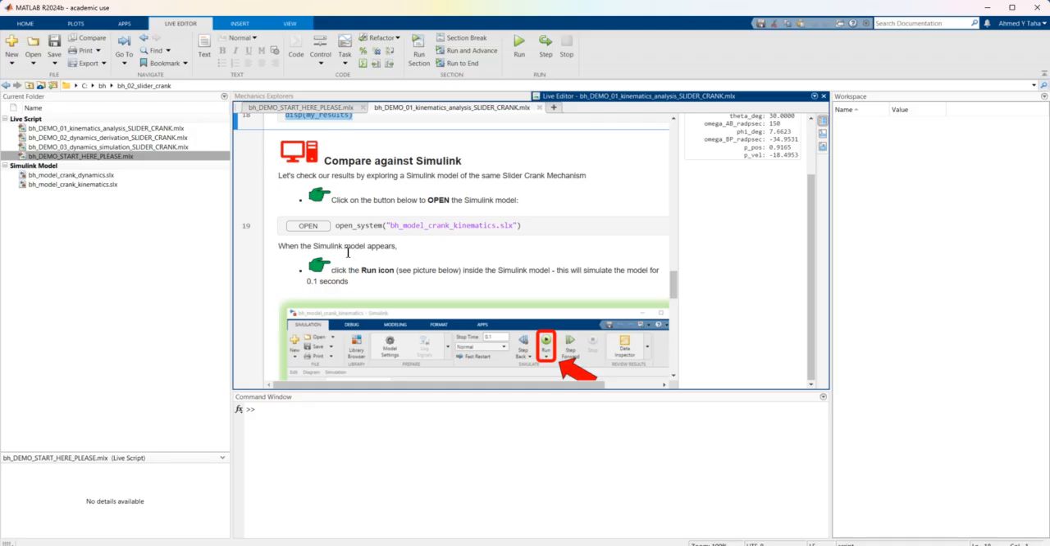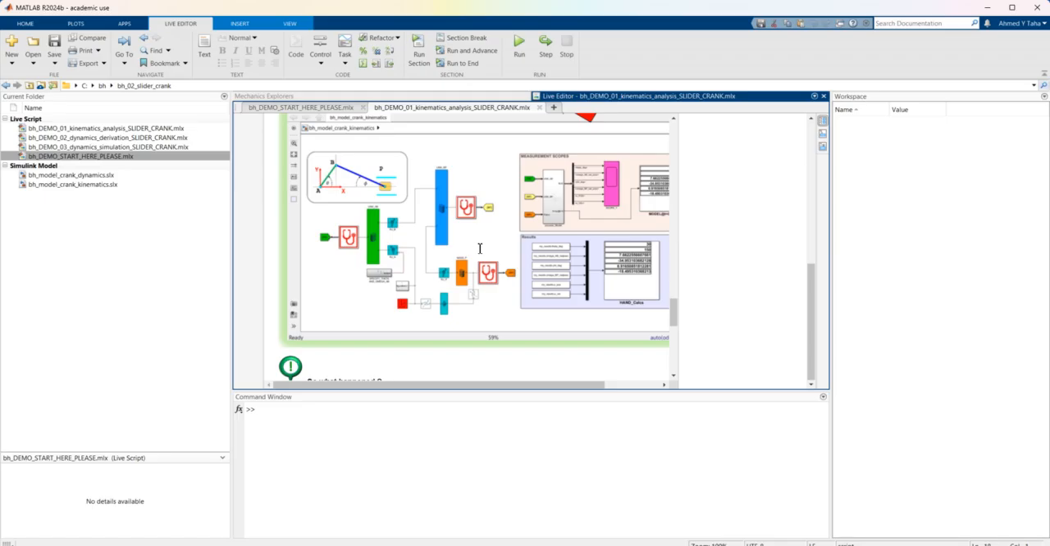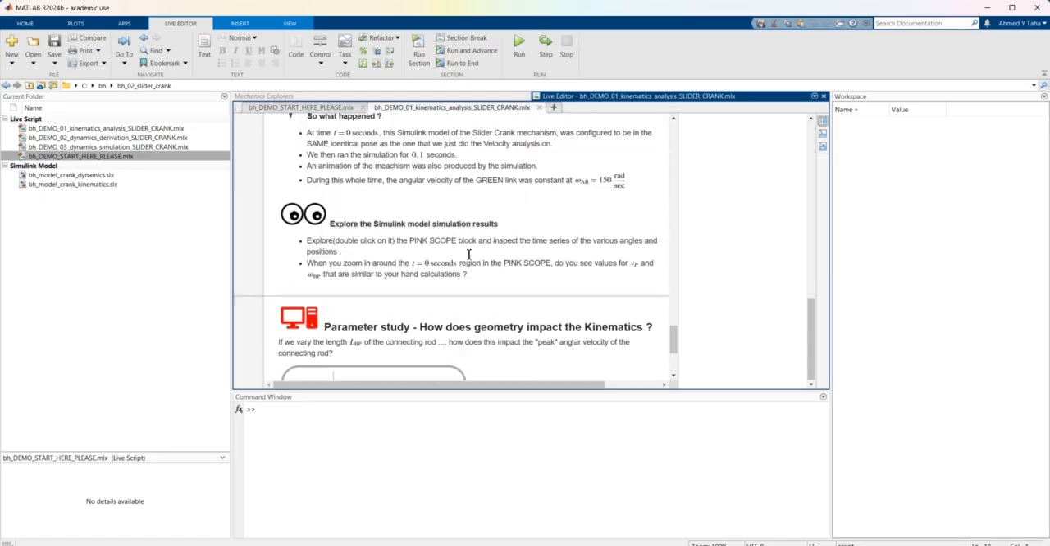Okay, and we're going to open this system for the crank kinematics SLX. We did that already. We already have it. And when the Simulink model appears, click on the run icon, and this picture will be shown here, and you should get the answers directly.